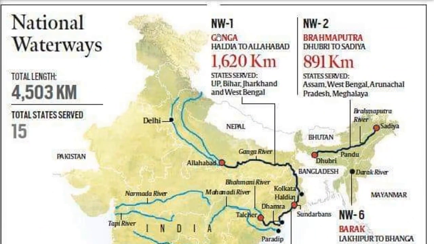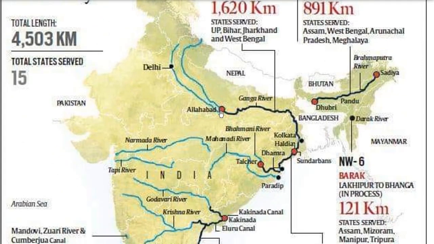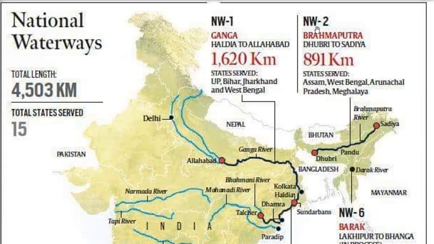Let me start with National Waterway 1. This is on the river Ganga, and it starts from Haldia to Allahabad. So here we have Allahabad, and here we have Haldia. This is the waterway I am talking about, and the states being served are UP, Bihar, Jharkhand and West Bengal. Then we have NW2, National Waterway 2, and this is on the Brahmaputra river.